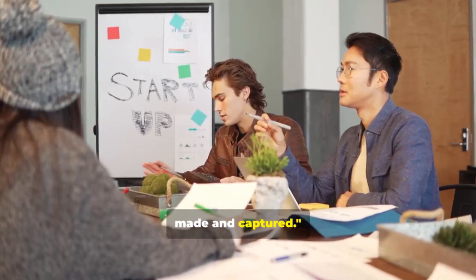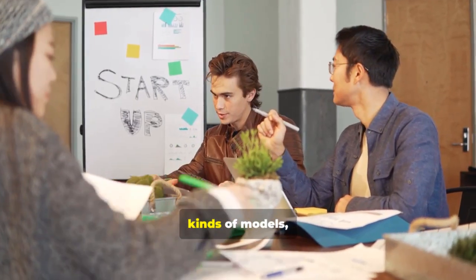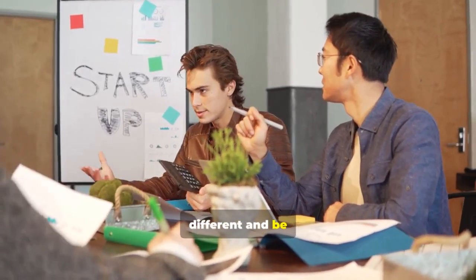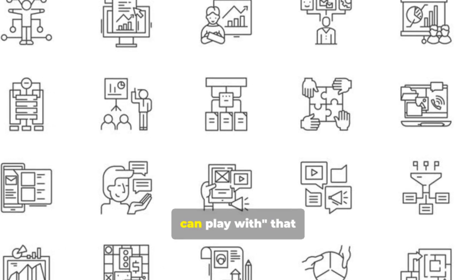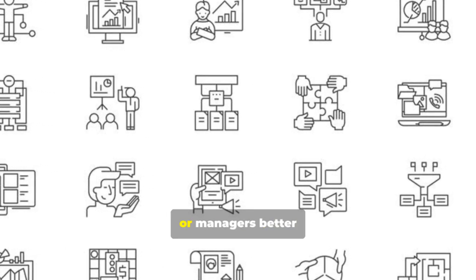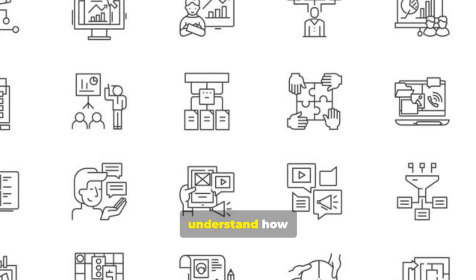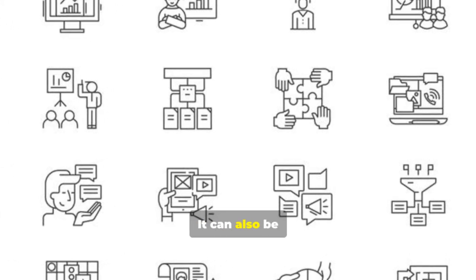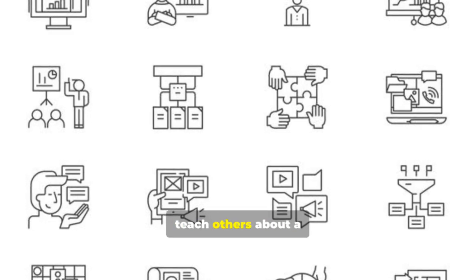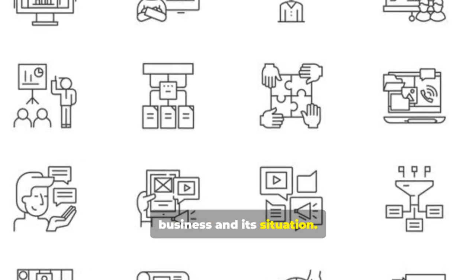A key point that came out was that a business model is more than just saying how value is made and captured. It's a model, and like many other kinds of models, it can look different and be used for many things. These uses include being a tool you can play with that can help professors or managers better understand how making value and getting value are connected.